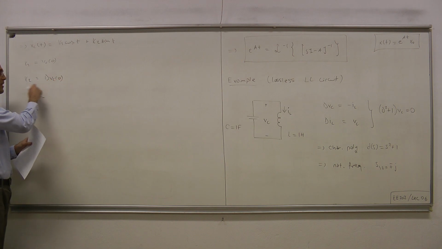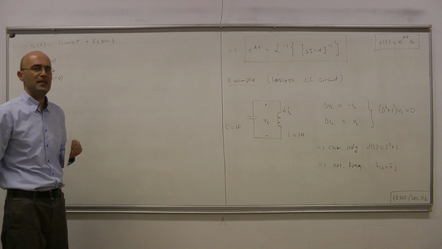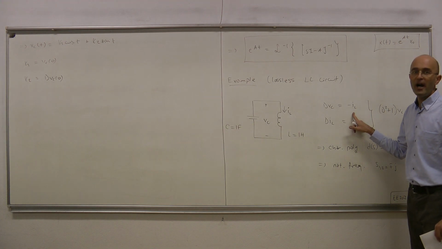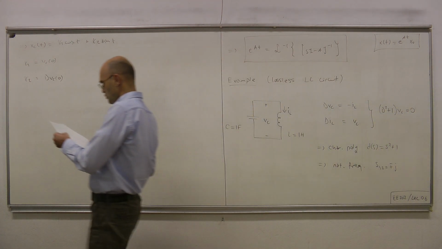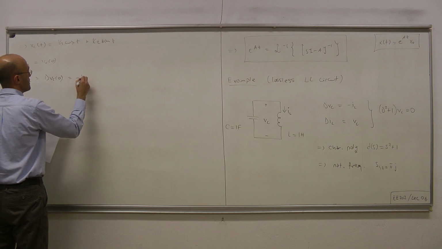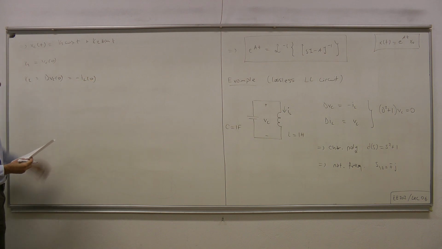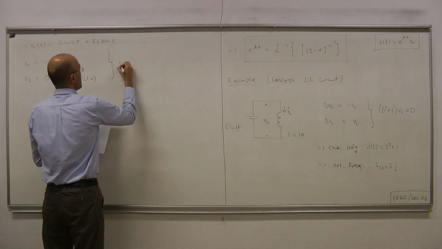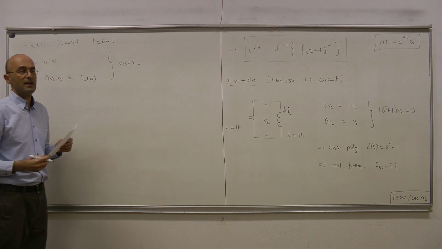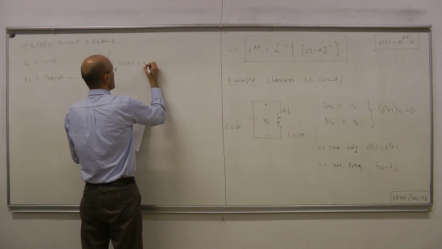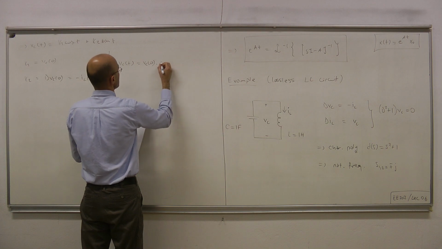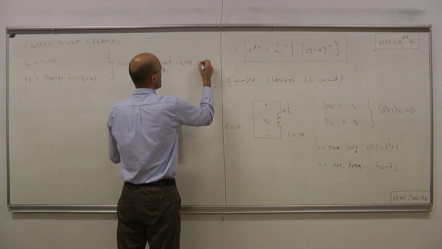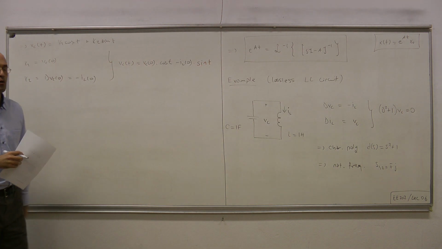Therefore, K2 is the rate of change of capacitor voltage at the initial time. And what's dVc? dVc is minus IL, therefore K2 equals minus IL0. Hence, we know K1 and K2 in terms of the initial conditions at this point. So let's rewrite Vc(t). Vc(t) equals Vc initial times cosine t minus IL initial times sine t volts.